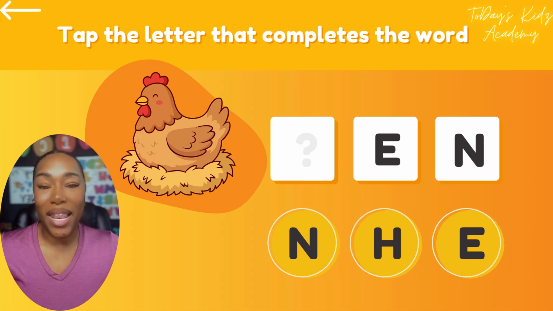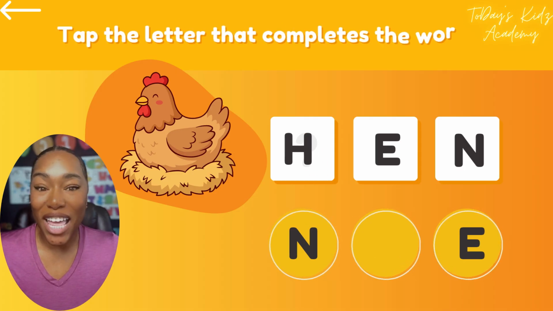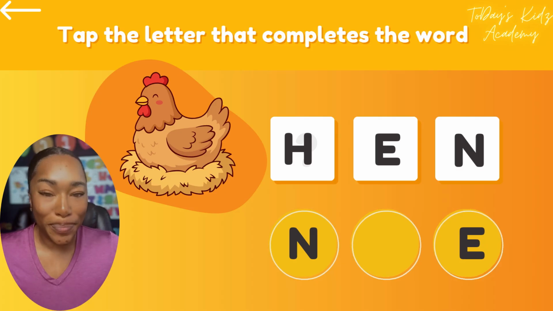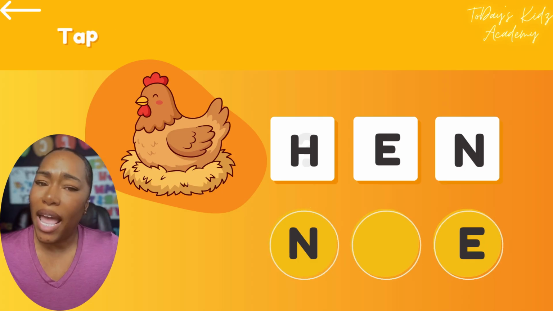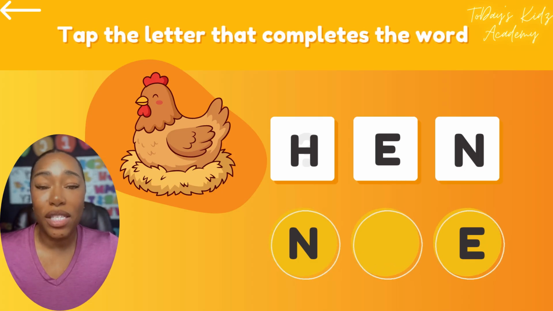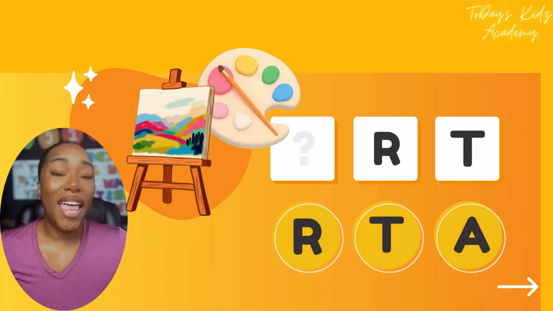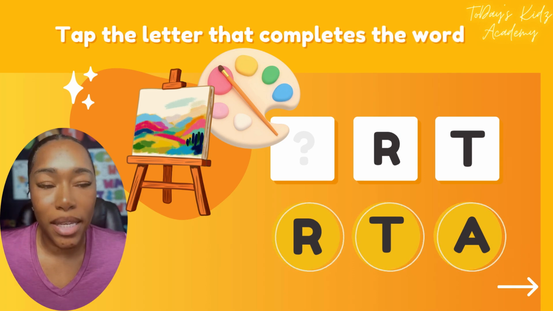Next up, we have hen. Hen. What letter is missing in hen? Did you pick the letter H? Good job, guys. H is the missing letter in hen. Now, let's spell hen together. H-E-N. Hen.